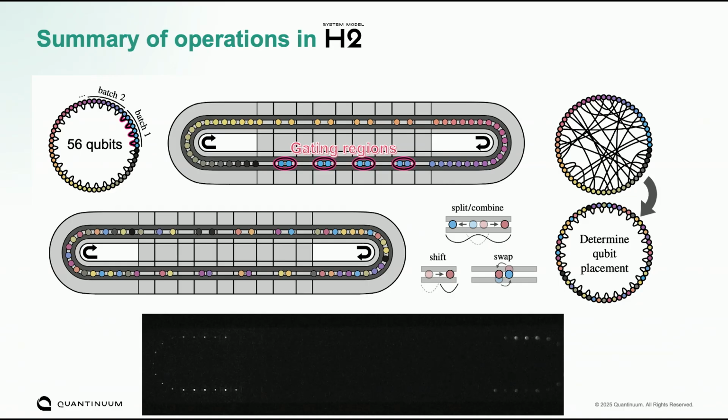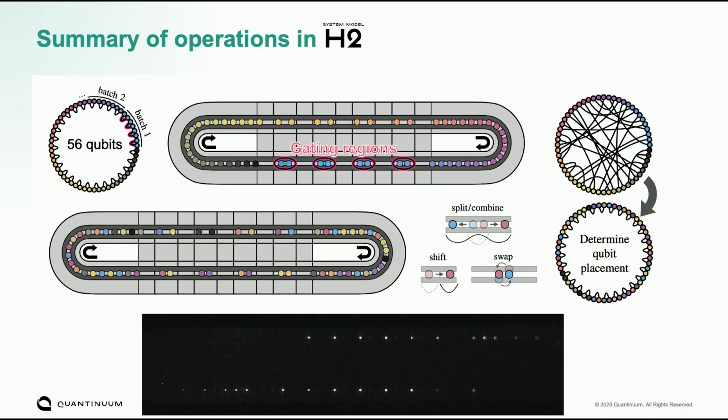And then we can rotate all the qubits, transport them clockwise around the trap until a new batch of qubits are in the gating regions. Then we can perform the 2-qubit gates on those, and then shift again, gate, shift, gate, and so forth, until all 56 qubits have been gated.